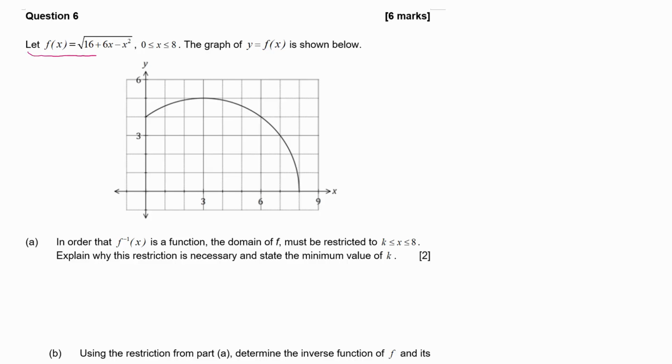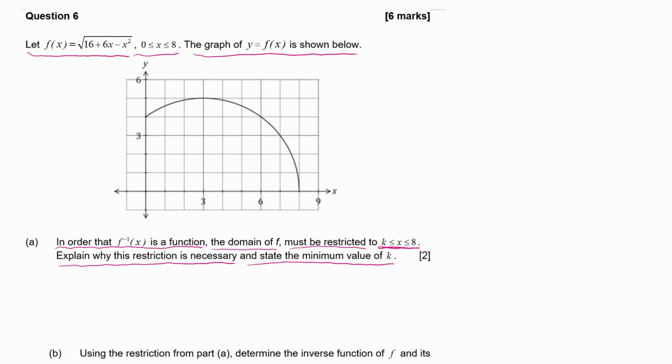Let f of x be equal to the square root of 16 plus 6x minus x squared for x between 0 and 8. The graph of this is shown below. In order that the inverse function is a function, the domain of f must be restricted to x between k and 8. Explain why this restriction is necessary and state the minimum value of k.